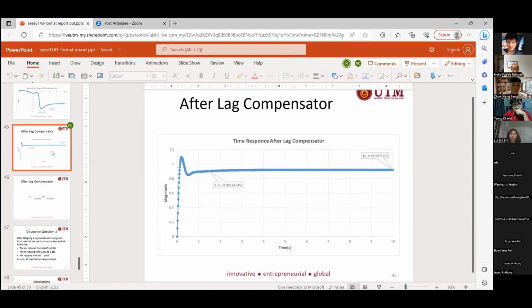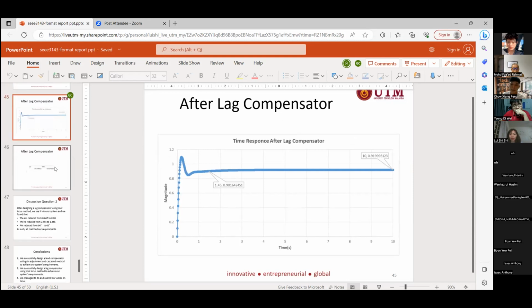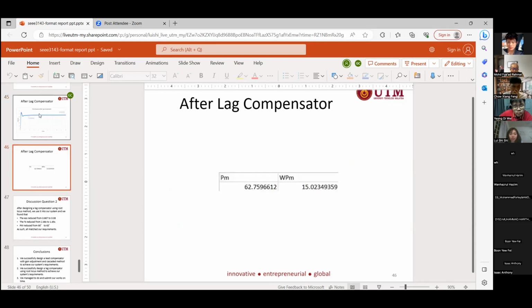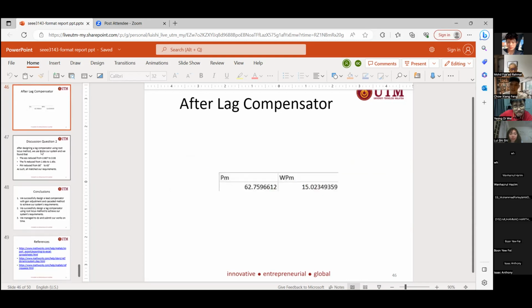Next, this one is the time response after we add the lag compensator, and it shows that our ESS is now improved, which is now 1 minus 0.92, which equals 0.08, which matches our desired output. The settling time also improved. So this is a result. We use the margin function.